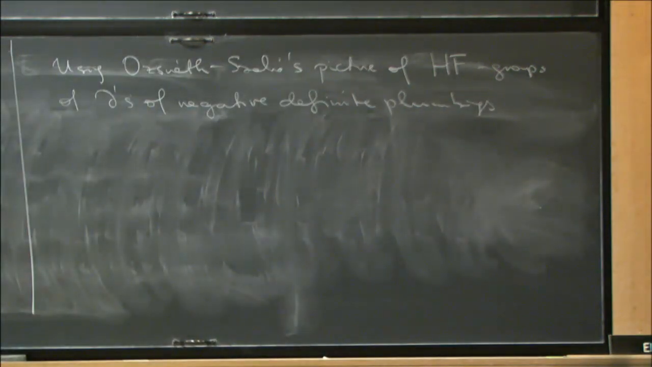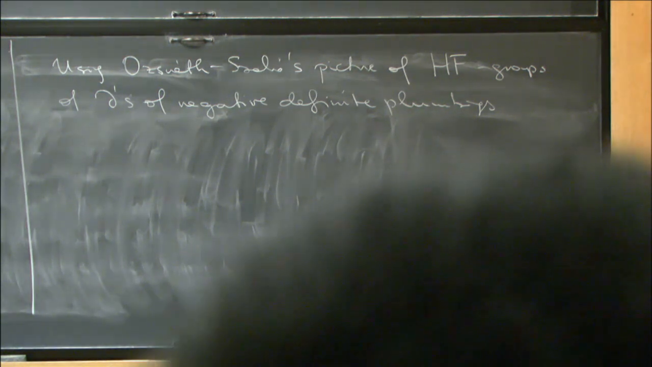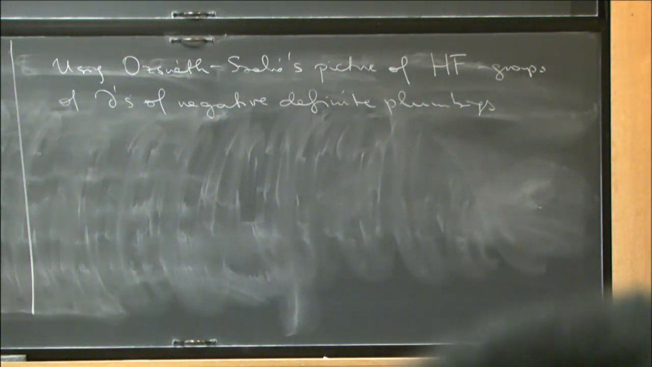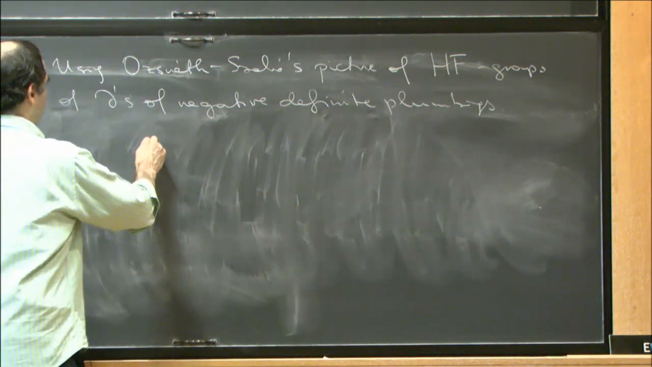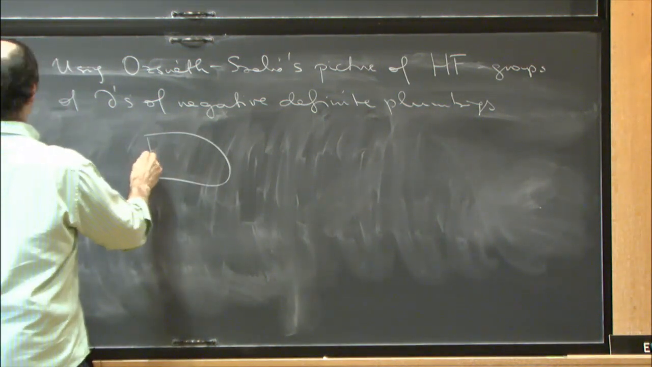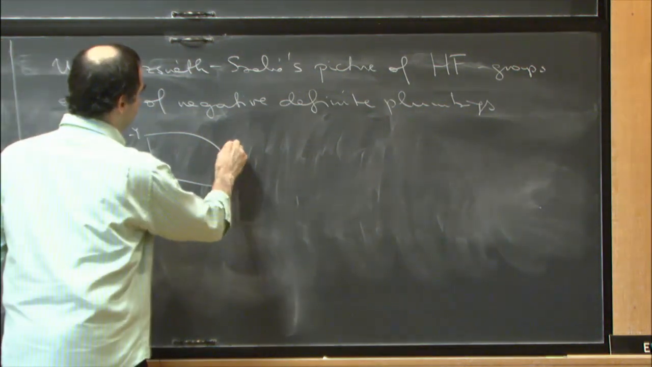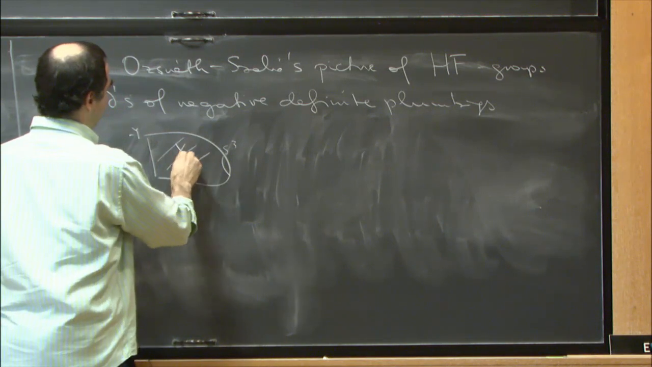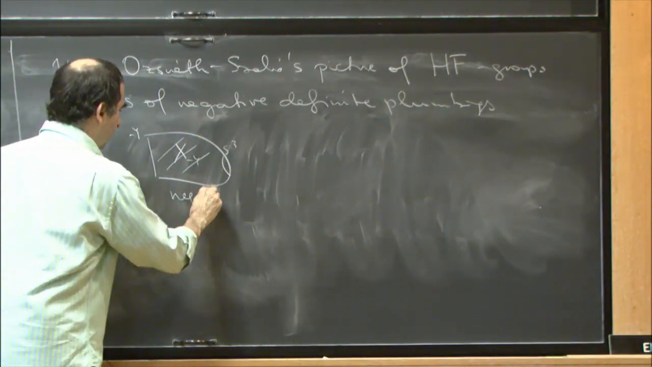And so let me just give you this definition very quickly. Let me first give you the moral. So what happens here? We have this manifold. Actually, this is minus y, and this is S3. And there is a 4-manifold, x minus y. And this is negative definite.